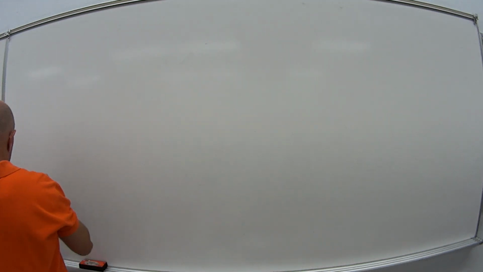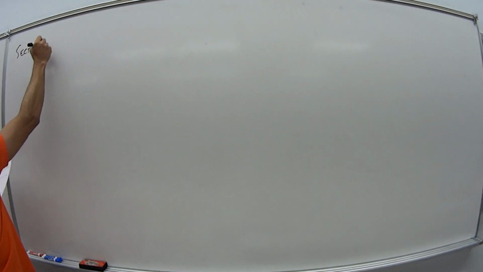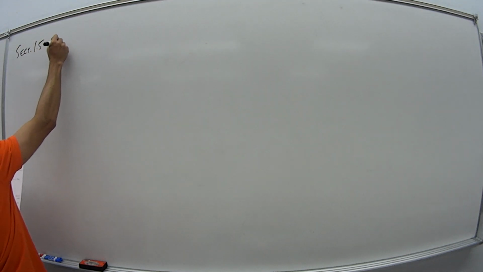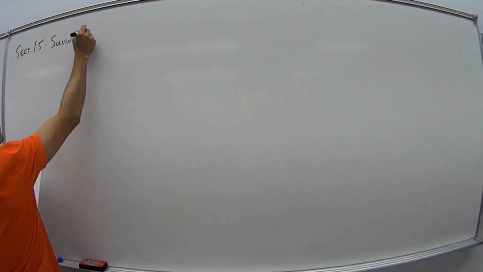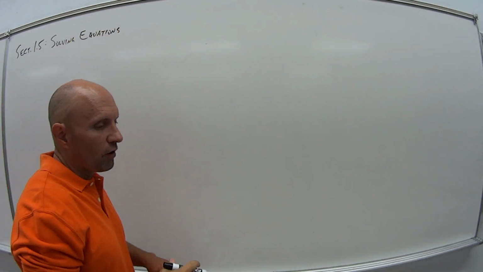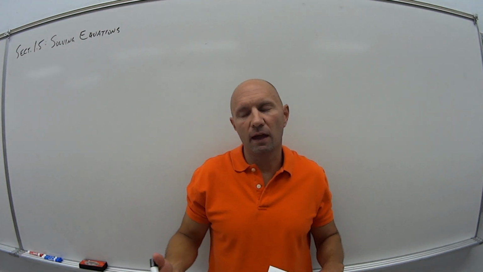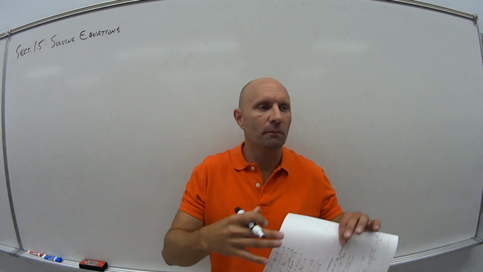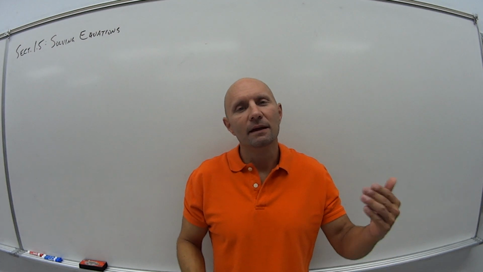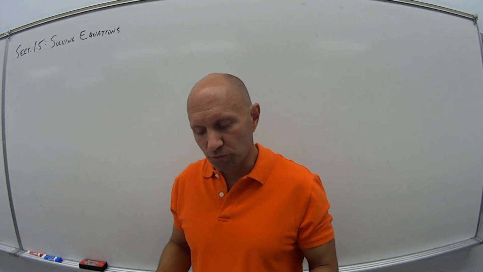In section 1.5, we're now going to be looking at solving equations. Up until this point, it's all basically been expressions and simplifying. We haven't had an equal sign where we're trying to find x is equal to something or y is equal to something. Now we actually have equations, and we're going to try to find out what the actual values for those variables are.